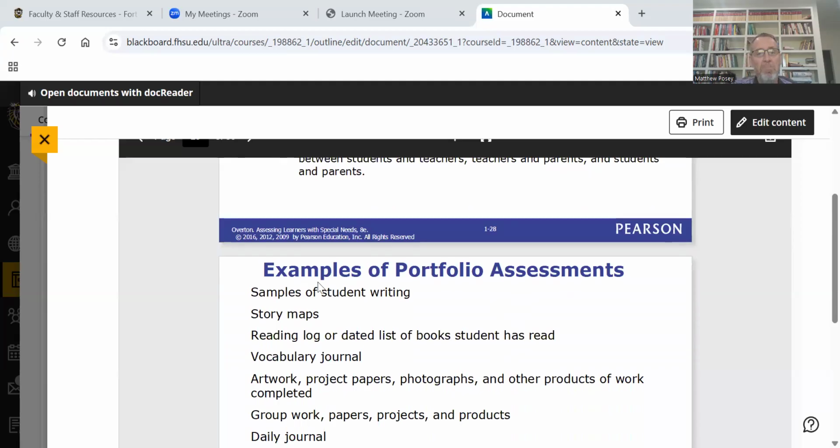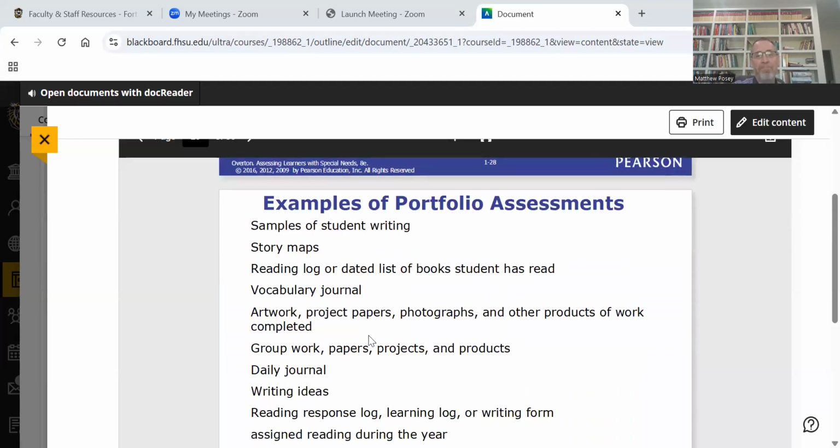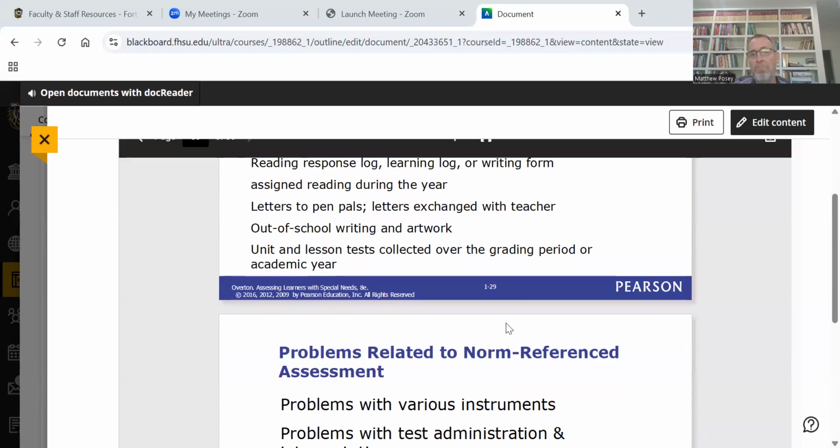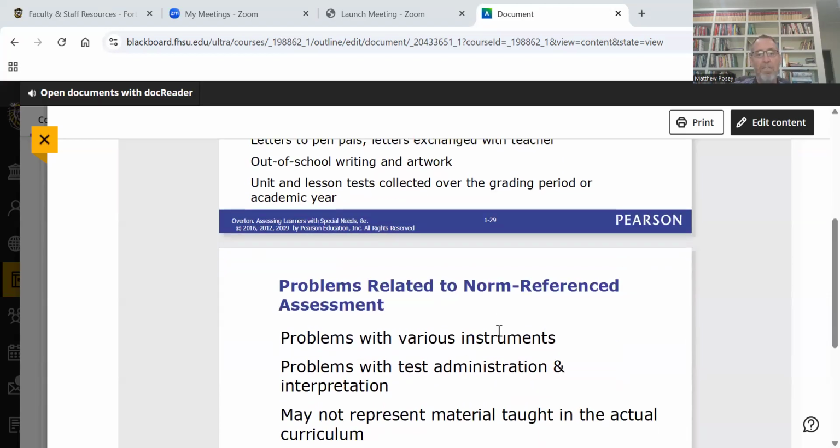Examples of portfolio assessment could be student writing, story maps, reading log, dated list of books that students have read, vocabulary journal. You could have samples of artwork, project papers, group work papers and products, daily journals, writing ideas, writing samples, and then also maybe unit lesson tests that are collected over grading periods, such as the 9 weeks.